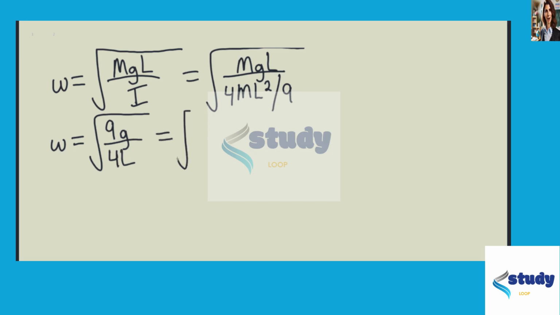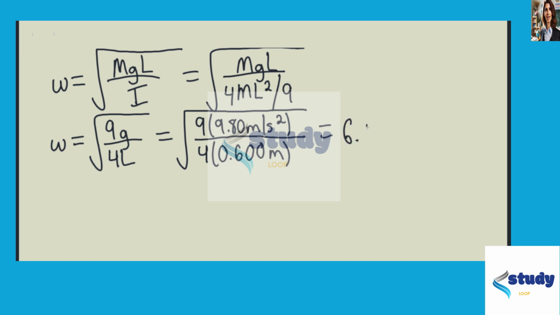This is equaling the square root of 9 times 9.80 meters per second squared divided by 4 times the length of one rod, 0.600 meters. And we find that the angular velocity is 6.06 radians per second. This would be our final answer.